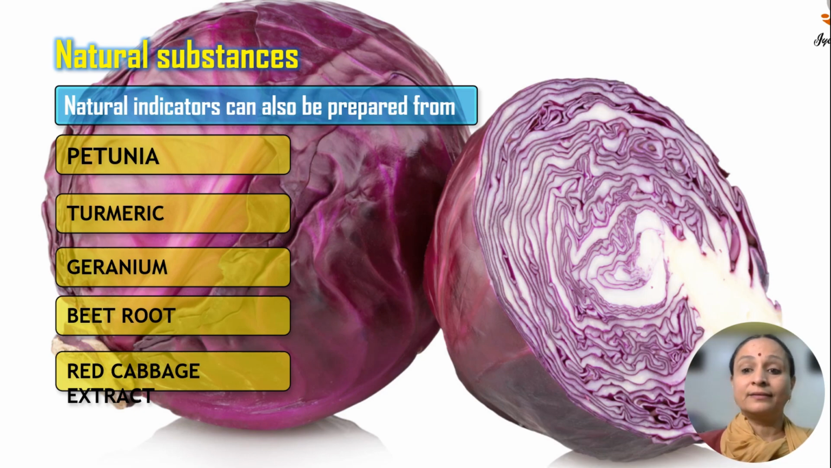Do it at home and tell me what the colors are changing to. Turmeric is easily available. Maybe some of you may have petunia and geranium, or other flowers grown in the house garden. But it's very common in the Indian home to get turmeric, beetroot and red cabbage. Okay, so do the experiment.